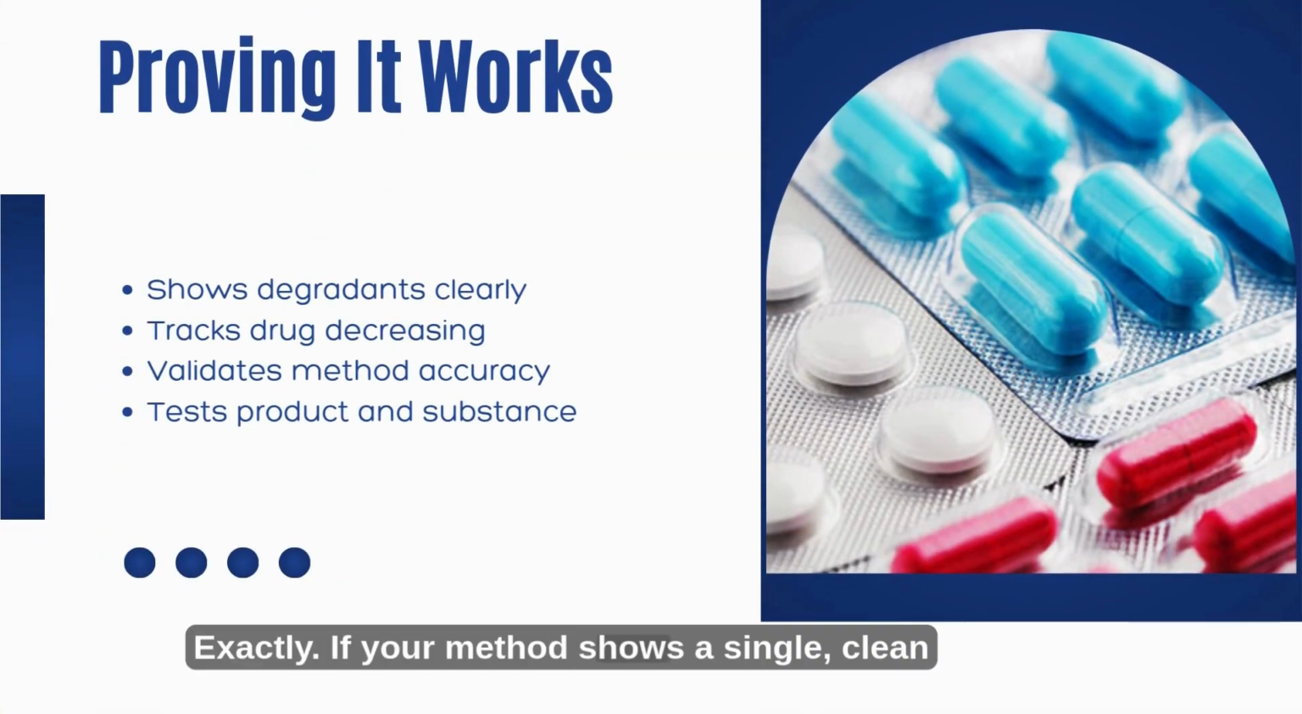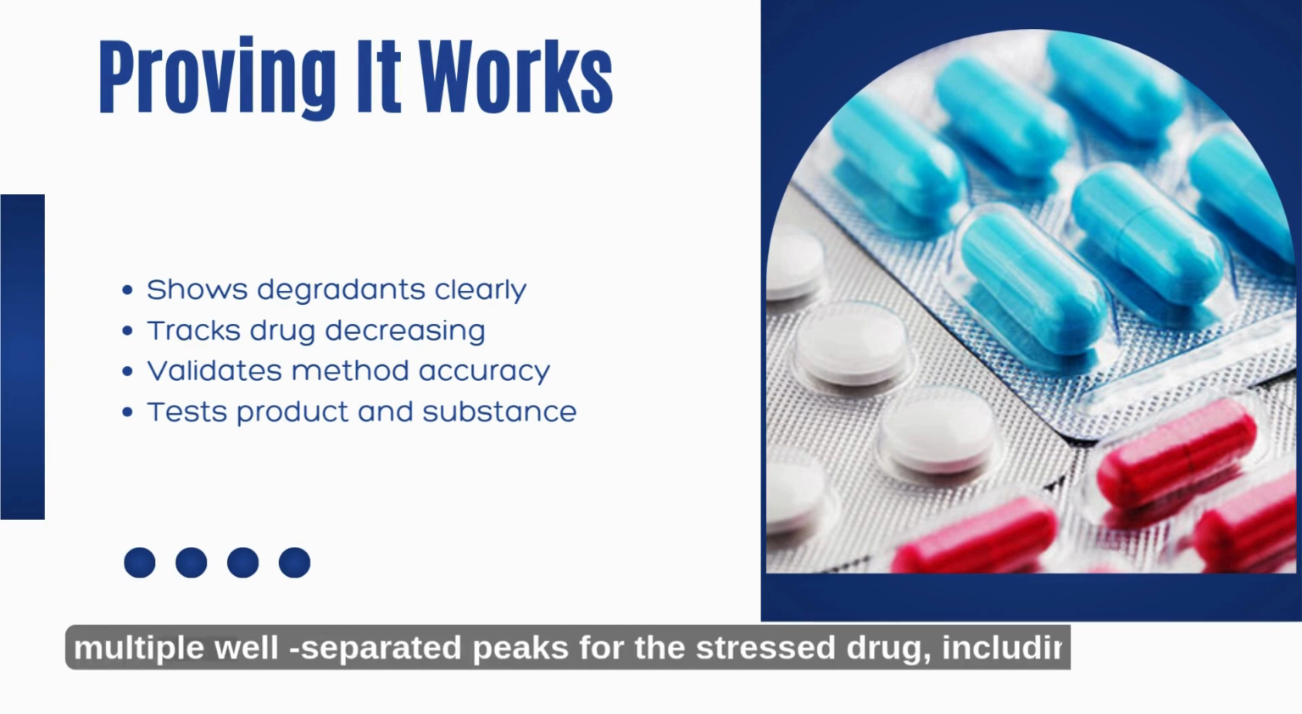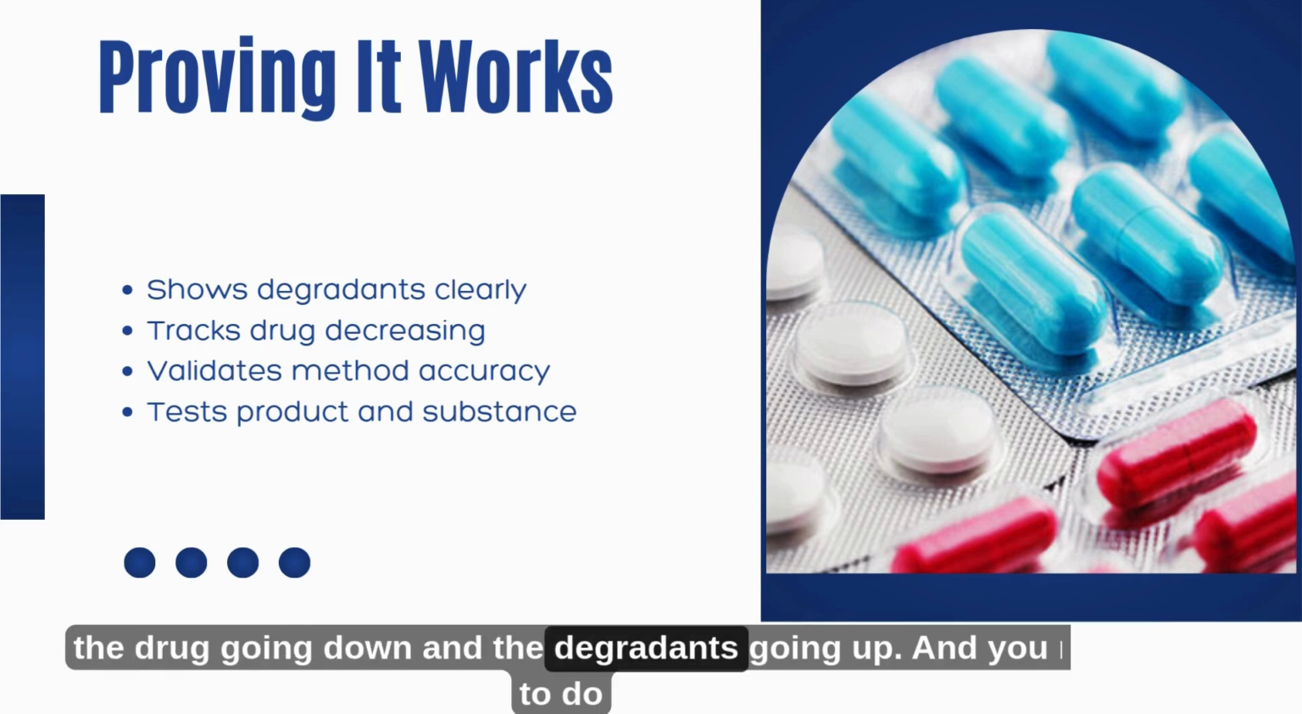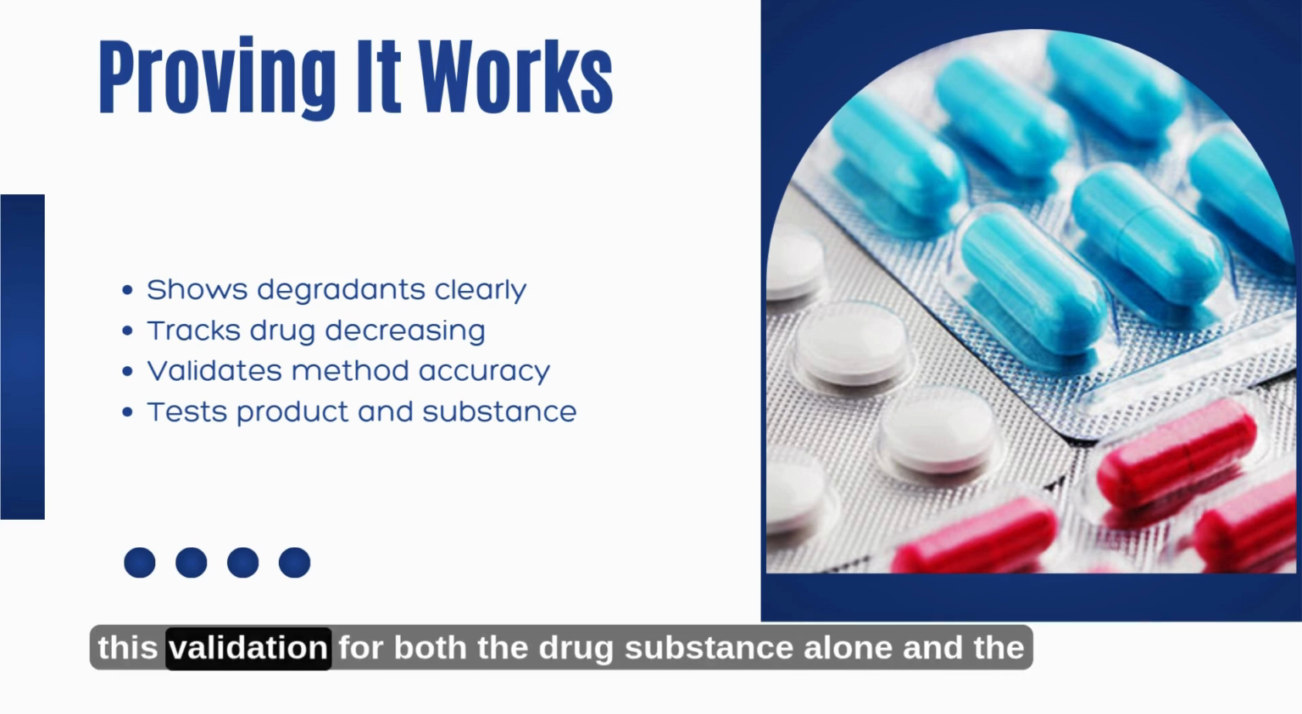Exactly. If your method shows a single, clean peak for the unstressed drug, but then shows multiple well-separated peaks for the stress drug, including the diminished main peak, that gives you confidence the method is truly stability indicating. It can track the drug going down and the degradants going up. And you need to do this validation for both the drug substance alone and the final product in its packaging. Got it. That validation step sounds critical.